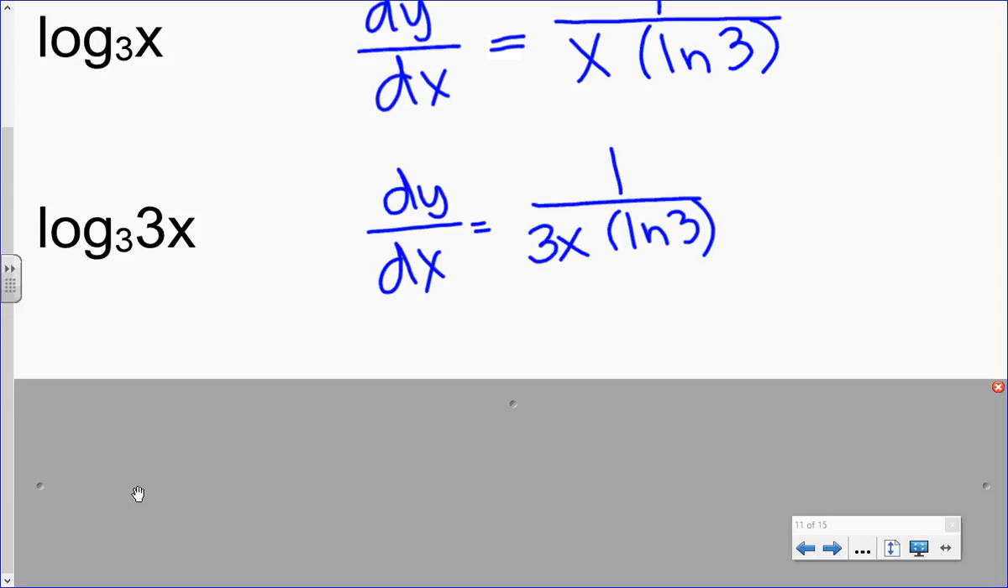Then we have to apply the chain rule. We'll multiply by 3 because that's the derivative of the inside. Okay, so yes, the 3's cancel and we end up with the same thing, and that's fine.